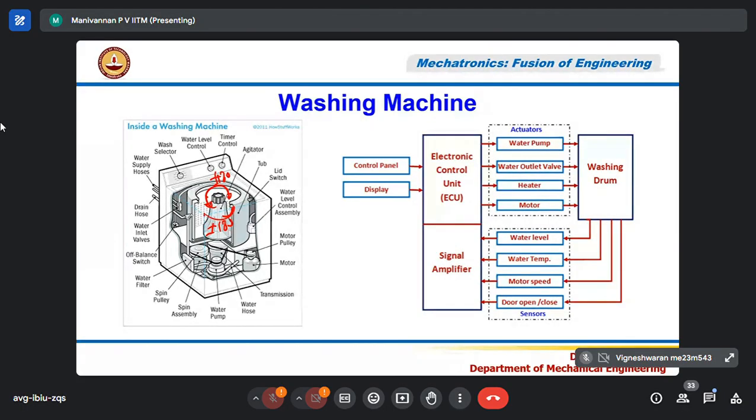So the main parts of the washing machine, if you see, are the drum, correct? Then the agitator. Then you have four important actuators. One is the water pump, correct? You know that from the overhead tank there will be a connection to the water pump at the backside of the washing machine. The job of the pump is, whenever you switch on the washing machine, the pump will switch on and fill the water. The washing drum will be filled with water.